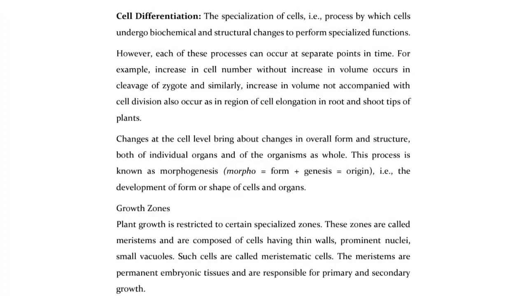Growth zone: plant growth is restricted to certain specialized zones. These zones are called meristems and are composed of cells having thin walls, prominent nuclei, and small vacuoles. Such cells are called meristematic cells. The meristems are permanent embryonic tissues and are responsible for primary and secondary growth.